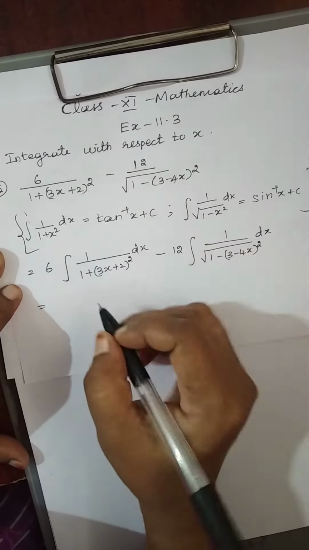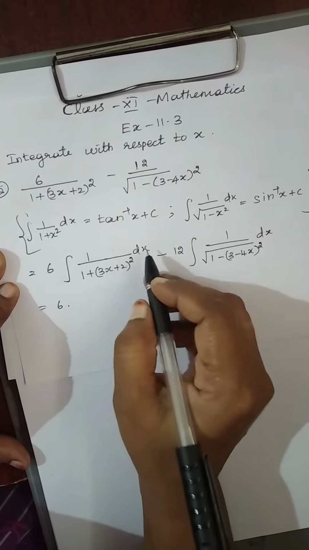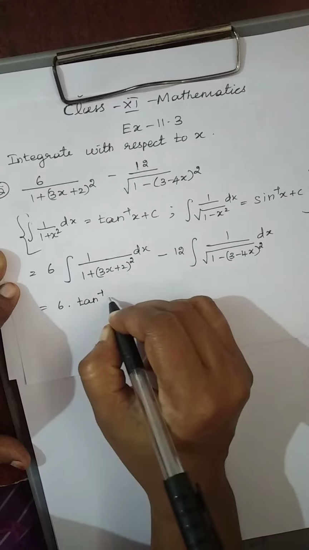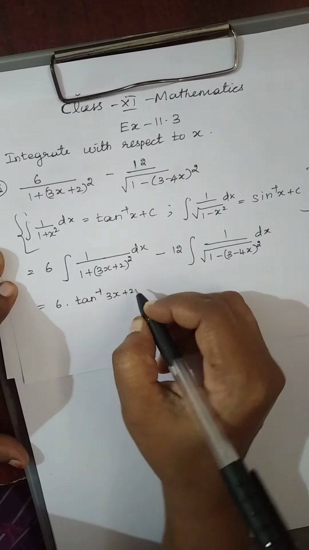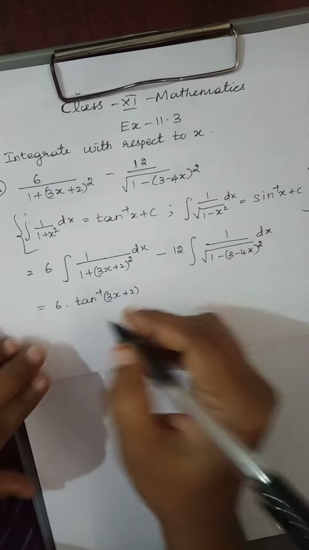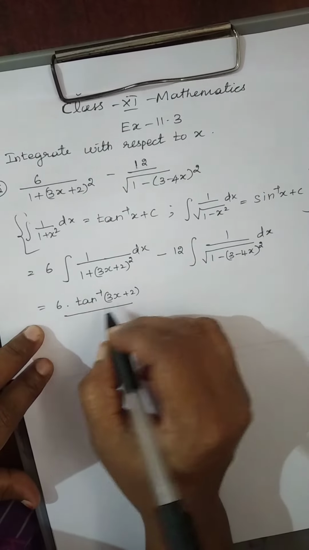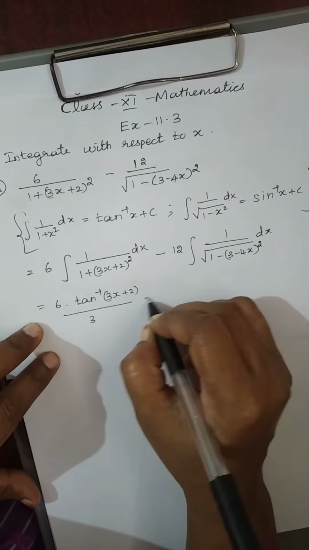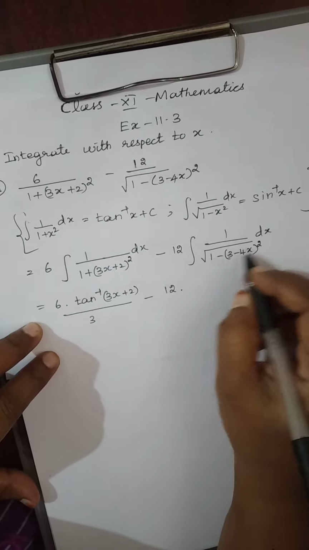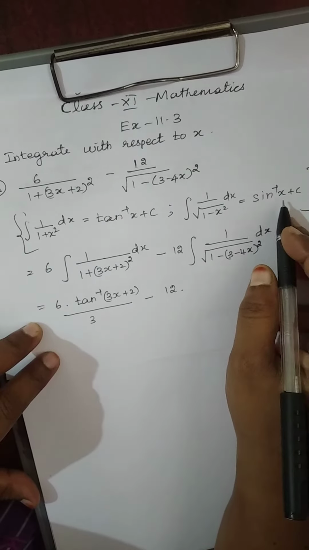Now, we can use these formulas. 6 into 1 by 1 plus x square into dx is equal to tan inverse of x. Tan inverse of, here x is 3x plus 2, divided by, if we do the inner function differentiation, for 3x we will get 3. Minus 12 into 1 by root of 1 minus x square. For that we can use the formula, which is equal to sine inverse of x plus c.